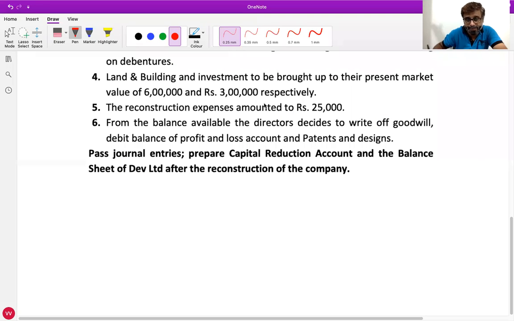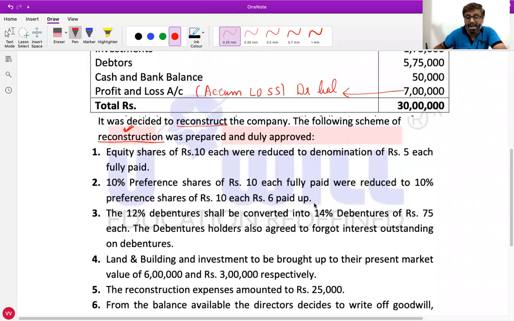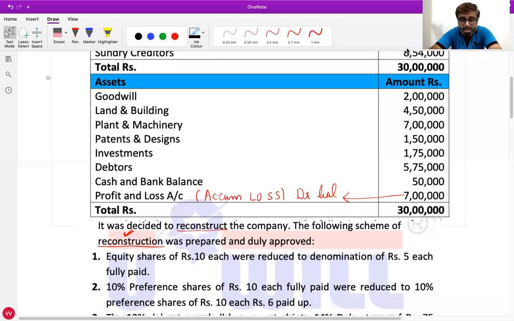As general entries, prepare the journal entries, capital reduction account and the balance sheet of Dev Limited after the reconstruction of the company. Yes, everything is asked: journal entries, capital reduction account, and balance sheet. So all of you make a 1.5 page format of journal entries and an 8 to 10 lines format of capital reduction account. Do it fast, everyone. I'm giving you 2 minutes. I'll ask you the adjustments one by one. So listen carefully. You have to answer me, okay?